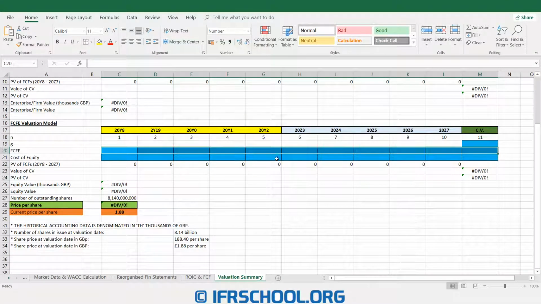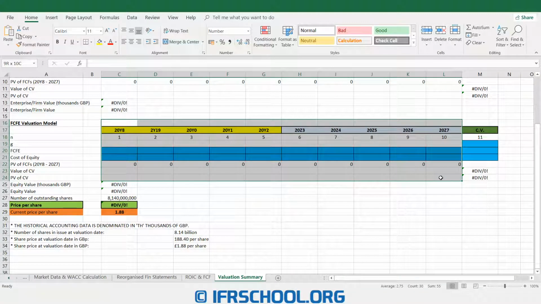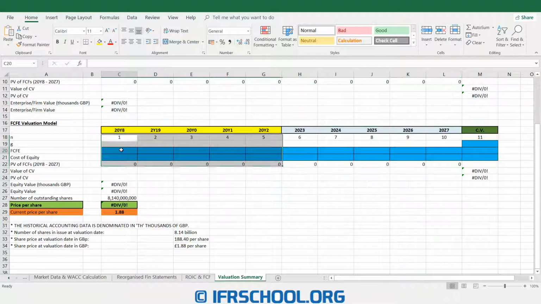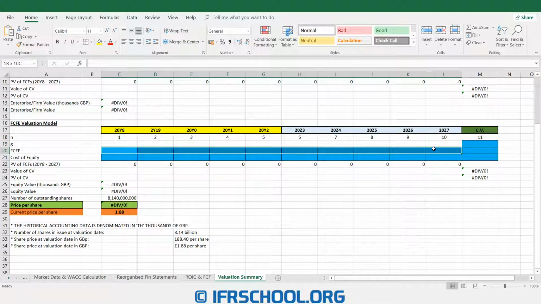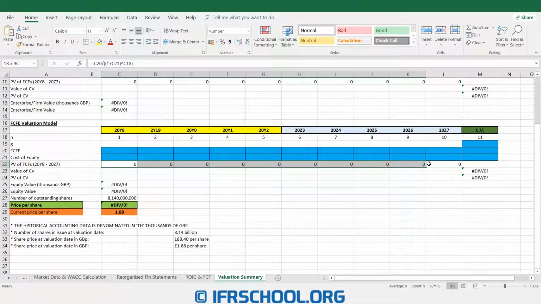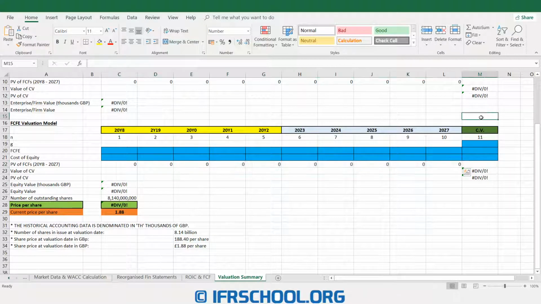After we insert our estimates of the free cash flows, we complete the valuation process in two parts. In the first part, we discount back the free cash flows to equity using the cost of equity, which is the appropriate discount rate. This will allow us to arrive at the present values for the free cash flows to equity over the 10-year forecast period. Next, we will turn to our calculation of the continuing value component.